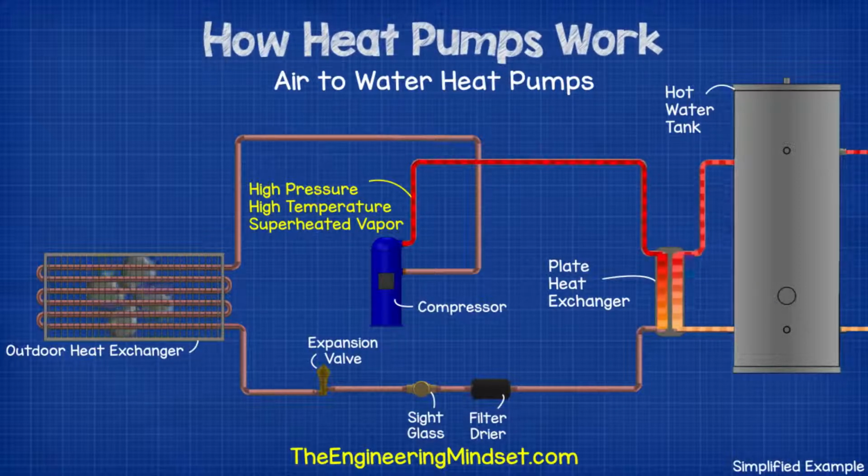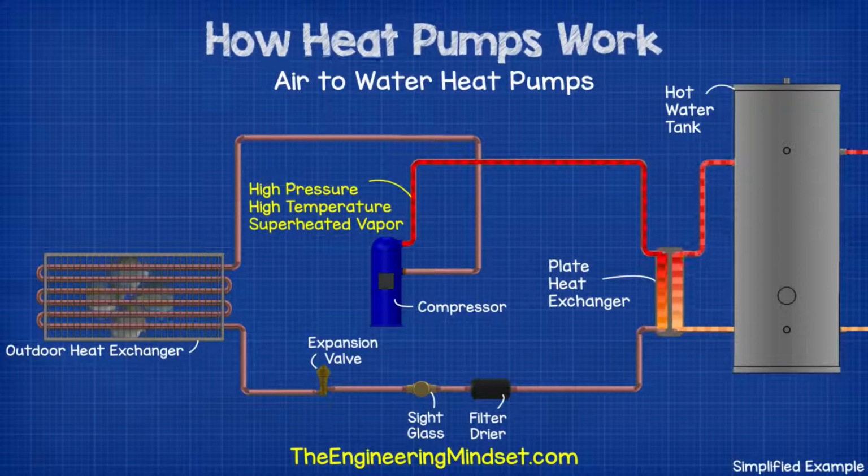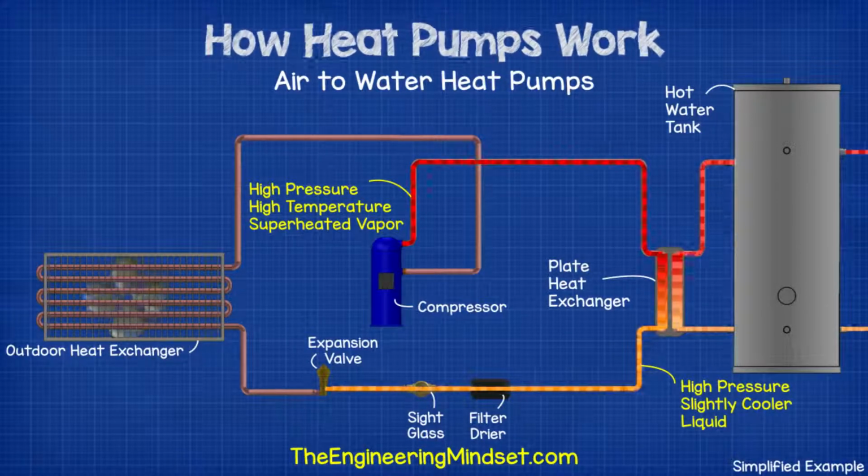Cooled water enters the heat exchanger from the tank, and as it passes through the heat exchanger, it absorbs heat from the hot refrigerant. The water will then leave at a much hotter temperature and flow back to the hot water storage tank to repeat the cycle. As the refrigerant gives up its heat to the water, it will condense, and it will then leave the heat exchanger as a high pressure, lower temperature liquid.